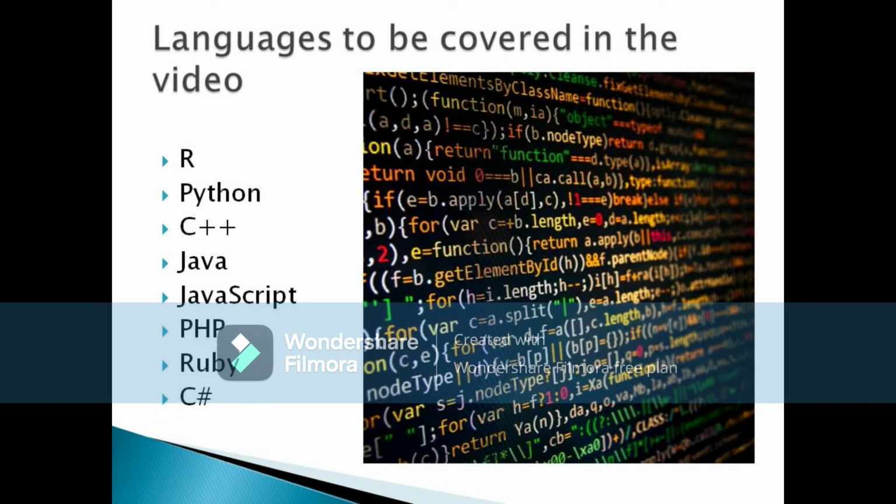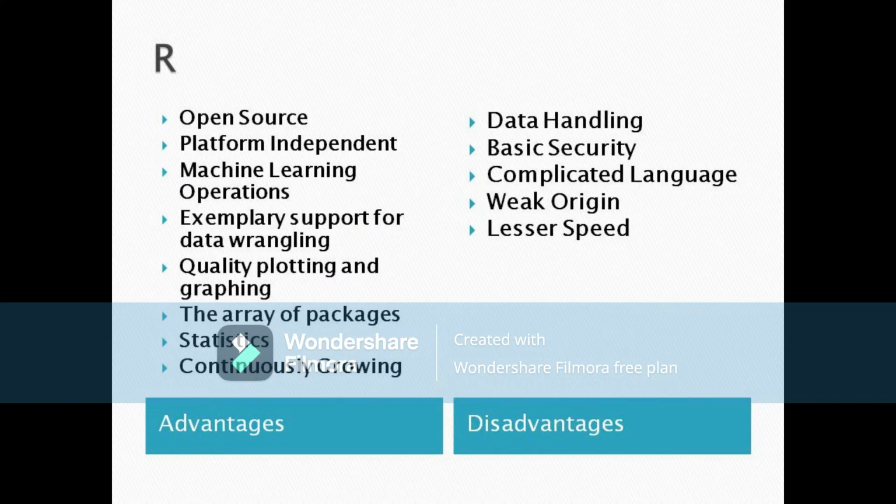And in the next slide, you can see we have different languages which we are going to discuss in this video, right? So first one is R, then Python, C++, Java, JavaScript, PHP, Ruby and C Sharp. As I already mentioned, thousands of programming languages are there, so only these languages we'll be discussing today. We'll be discussing their advantages, their disadvantages, and then the use cases or real world applications, in which field we are using these languages. So let us start with R programming.